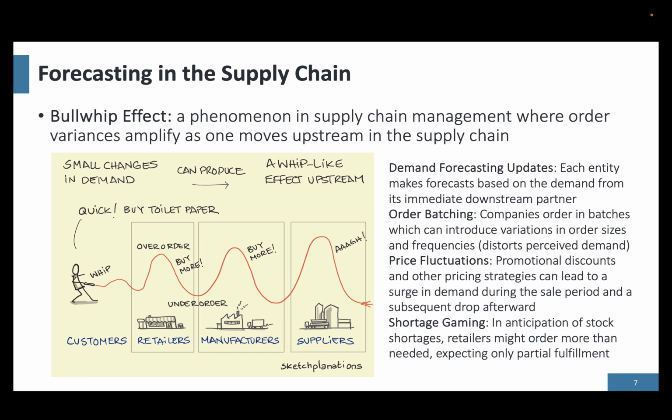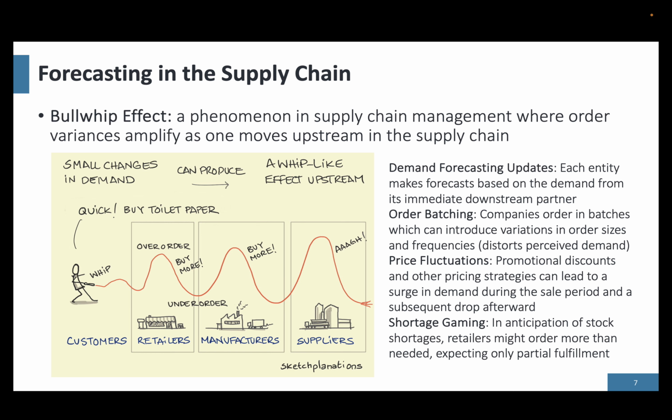The bullwhip effect is a phenomenon in supply chain management where order variances amplify as they move upstream in the supply chain. If you can see here in the picture, my little stick figure is using that bullwhip, and you can see that the shape of the whip gets bigger and bigger the further away it is from my stick figure. And we saw this during the pandemic when suddenly everybody wanted to buy toilet paper.